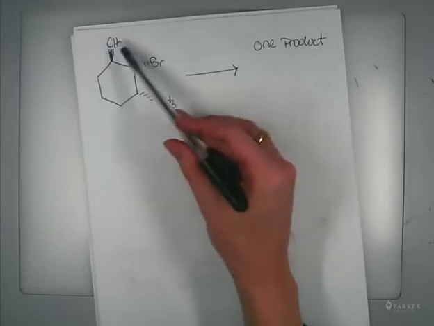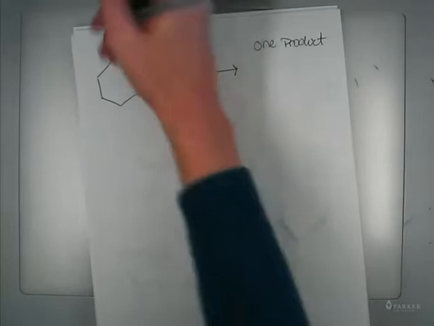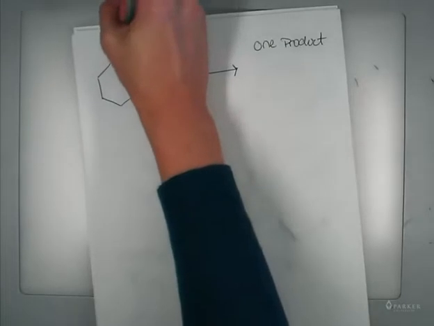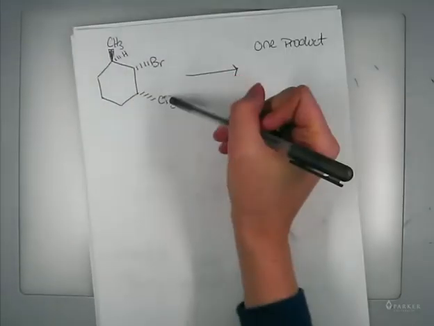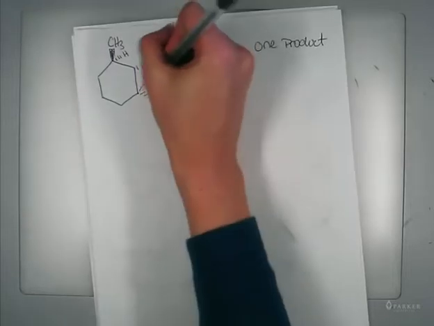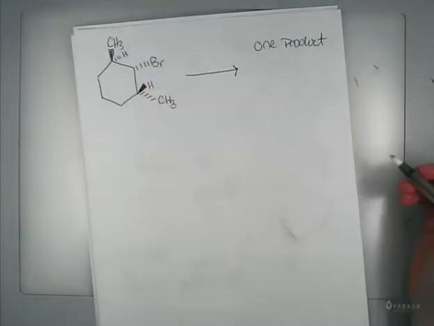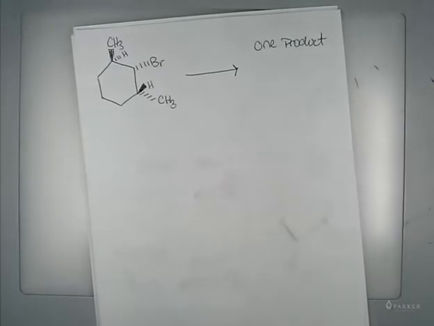Okay? So let's look at this. If my methyl's on a wedge, then my hydrogen's on a dash. This is on a dash, so my hydrogen's on a wedge. So where will the double bond form? Going up or down? Down.